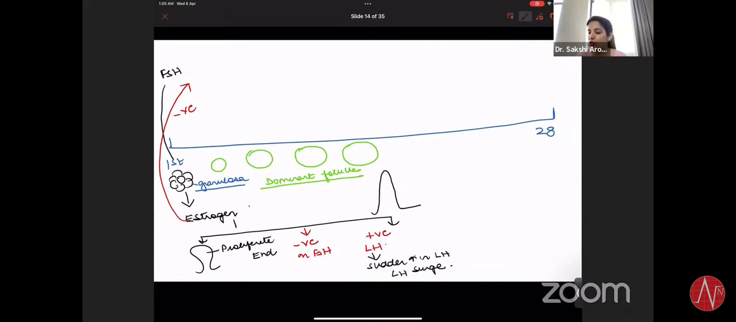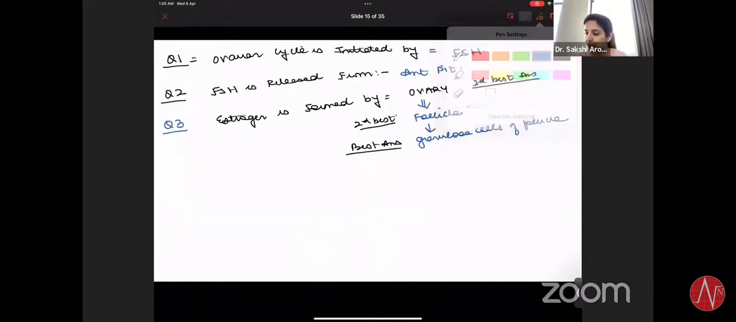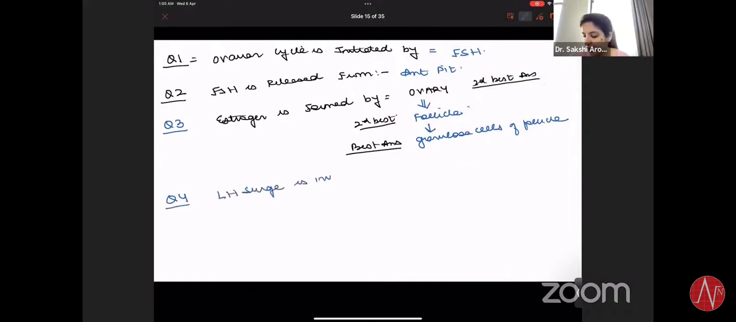So my question to you is, a very, very important question. LH surge is initiated by, कौन से हार्मोन ने LH सर्ज को इनिशिएट कराया? Which hormone? Estrogen. LH surge is initiated by estrogen.